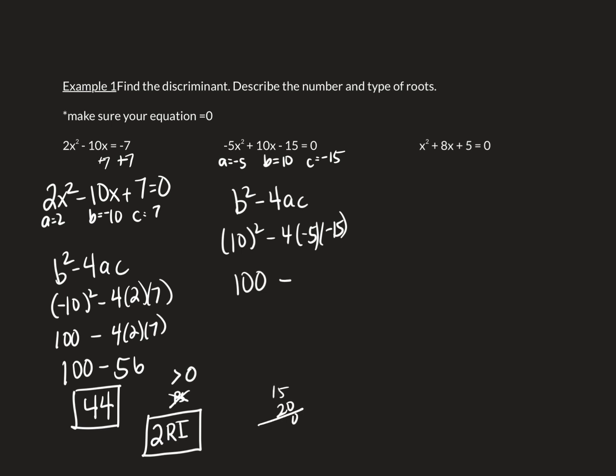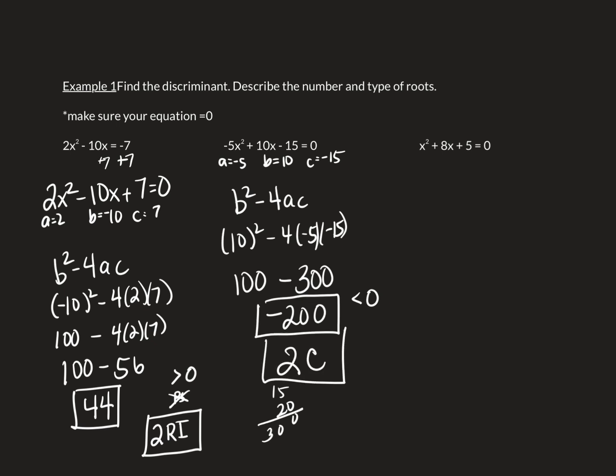Is that 300? Yes. So 100 minus 300 is negative 200. So this number is less than 0. So that means I'm going to have 2 complex answers. So these answers will have i in them.